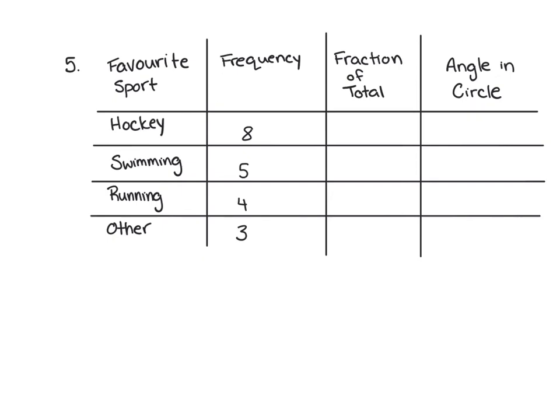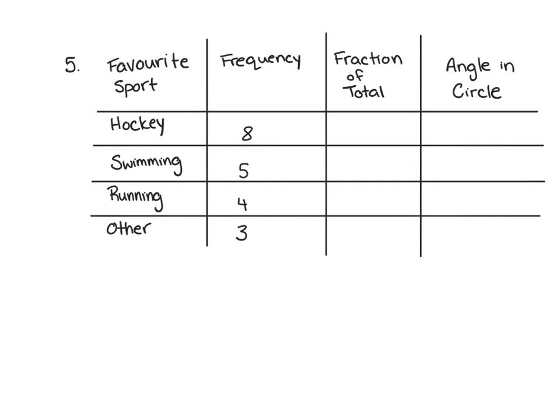They give you the topic and the different examples, like favorite sport, where the options are hockey, swimming, running, or other, and they give you the frequency, which means how many people chose each one. So 8 people chose hockey, 5 chose swimming, etc. Now we have to figure out the fraction of the total first. So in order to do this, we need to figure out our numerator and our denominator.